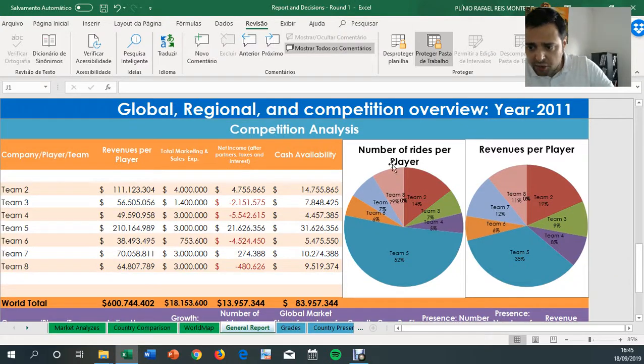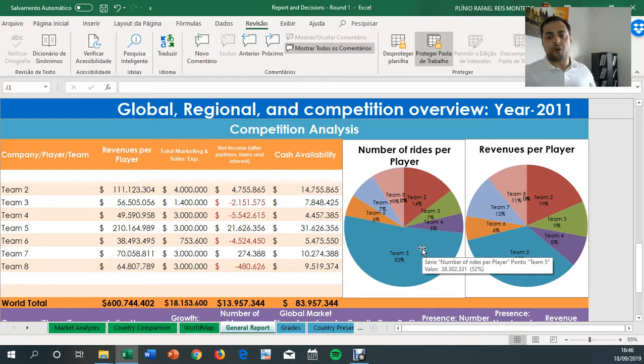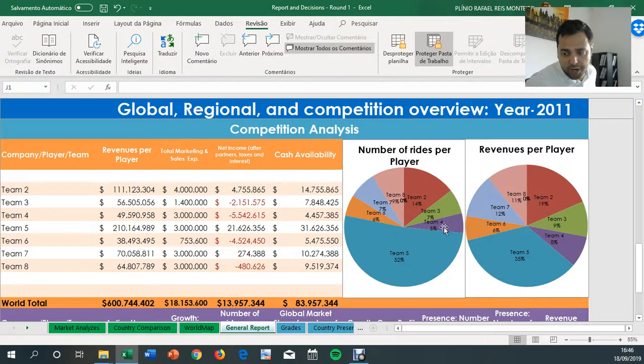So these two graphs here show the market share of the companies. This graph, the number of rides per player, means the market share in the number of rides. So this means the percentage of rides that each company received from customers all over the world. And the revenues, you will see the market shares and revenues.